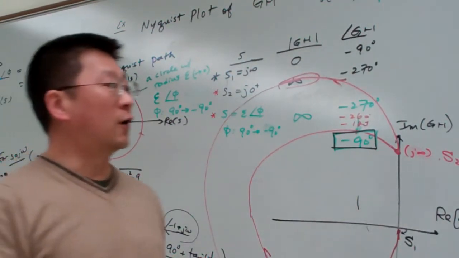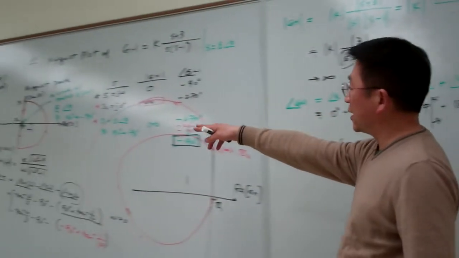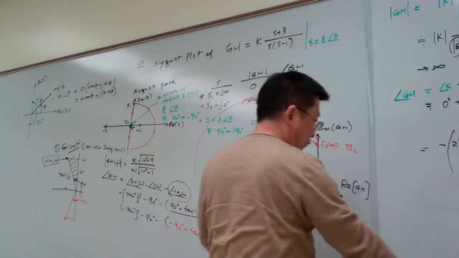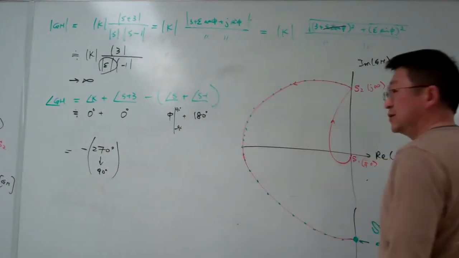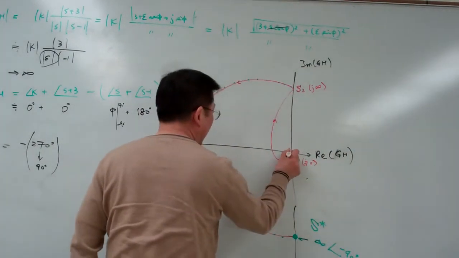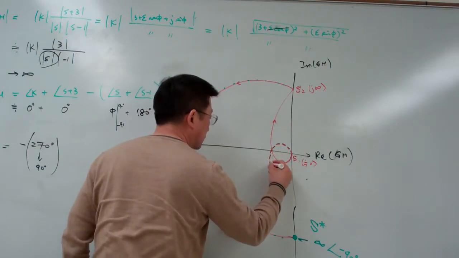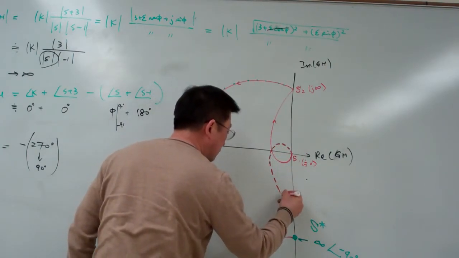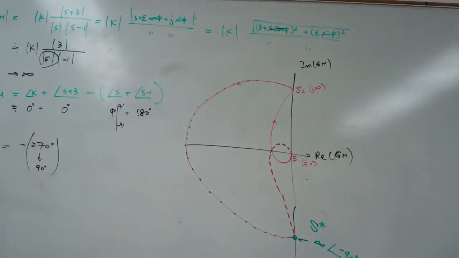Okay, so this portion basically is the upper portion, then we make it symmetric. So symmetric, let me use a dash to draw this one. So that is a dash. Okay, so that makes the whole complete plot for this. You good?